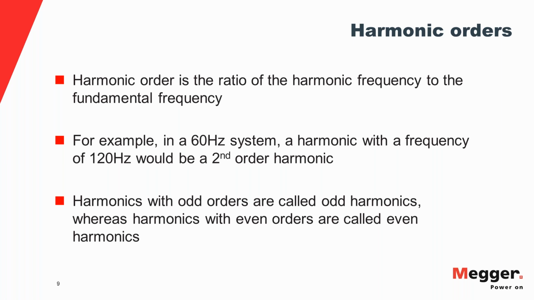The harmonics with odd orders are called odd harmonics, and harmonics with even orders are called even harmonics. So third, fifth, seventh, ninth, 11th, those are odd harmonics. Second, fourth, sixth, eighth, 10th, and so on and so forth are the even harmonics.